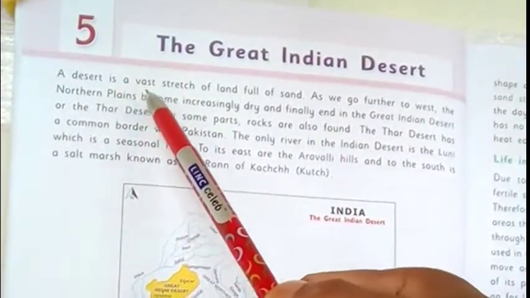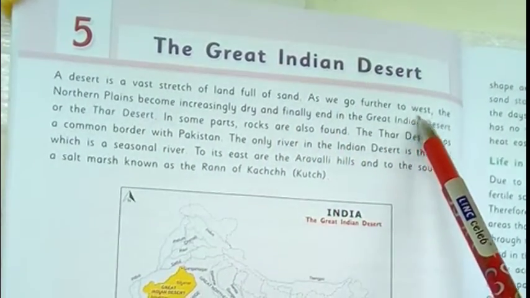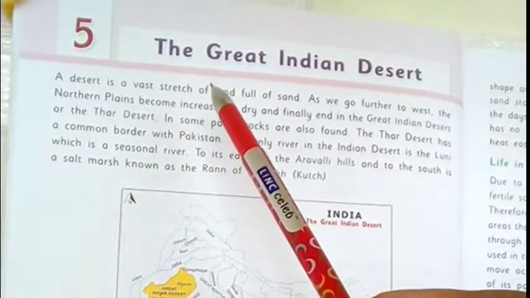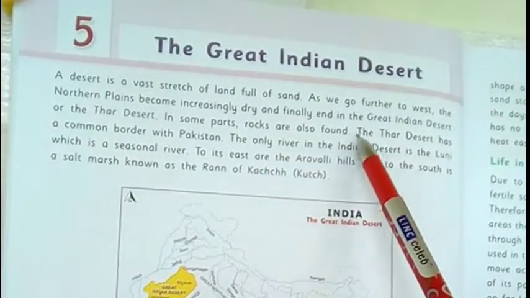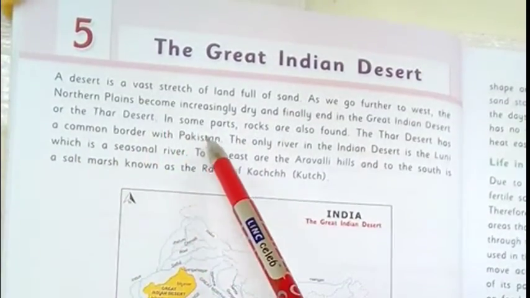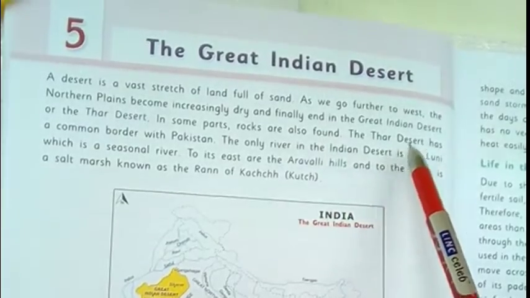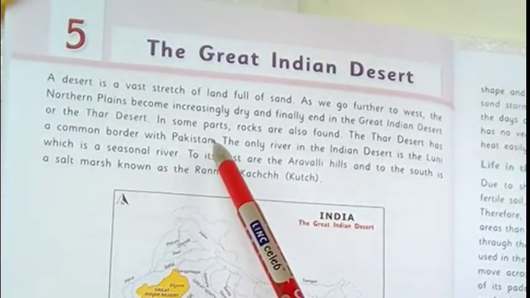A desert is a vast stretch of land full of sand. As we go further to the west, the northern plains become increasingly dry and finally end in the Great Indian Desert, or the Third Desert. In some parts, rocks are also found. The Third Desert has a common border with Pakistan.